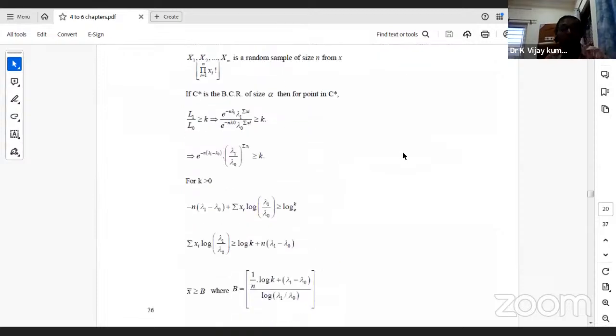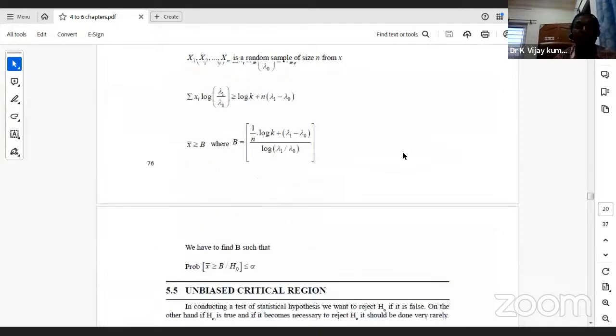For k greater than 0, minus n into lambda 1 minus lambda naught plus summation of xi log lambda 1 by lambda naught is greater than or equal to log k. So summation of xi log lambda 1 by lambda naught is greater than or equal to log k plus n into lambda 1 minus lambda naught. So x bar is greater than or equal to b, where b is equal to 1 by n, log k plus n times lambda 1 minus lambda naught, divided by log lambda 1 by lambda naught.